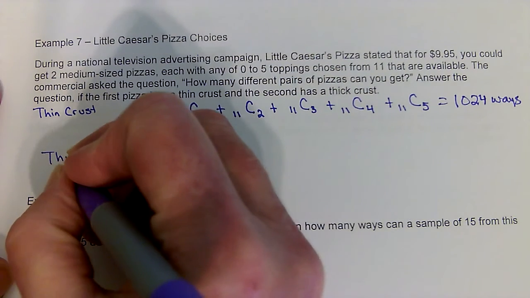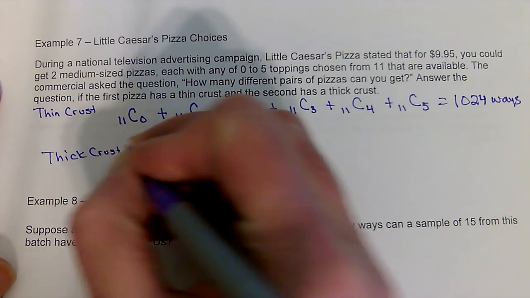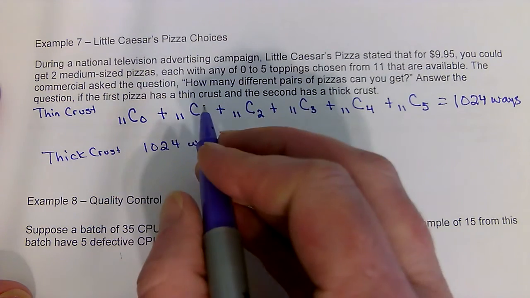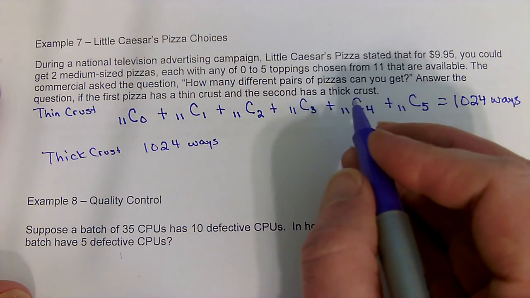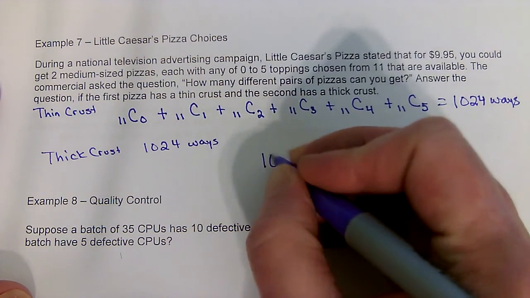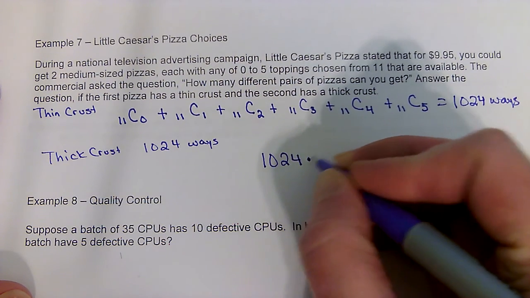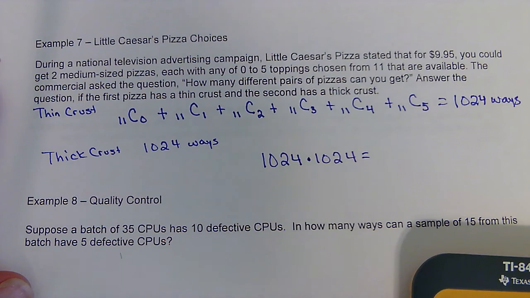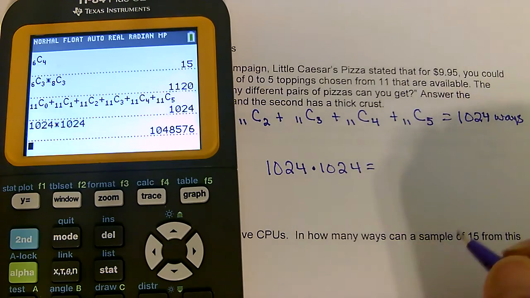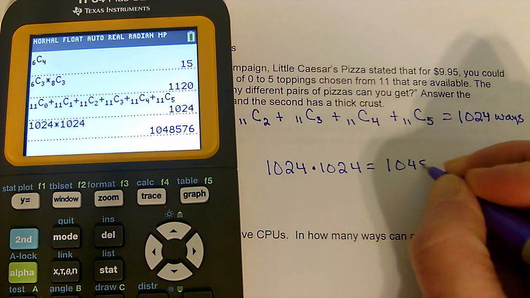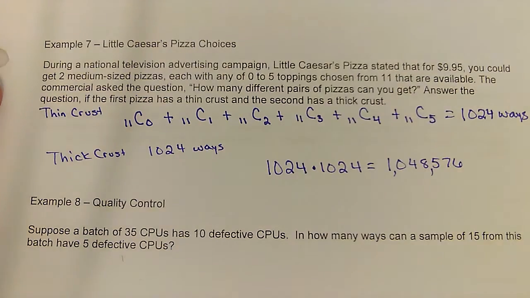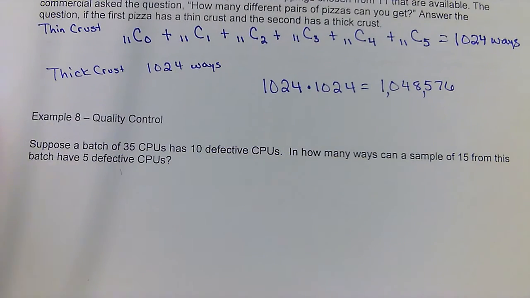Well, how many ways would it be for the thick crust? It's 1,024 ways. So if we get a thin crust and a second one has a thick crust, the and would mean that we'd take the 1024 times 1024 for the 2 medium pizzas. 1024 times 1024 gives me 1,048,576. That's 1,048,576 different ways to order that Little Caesars pizza.